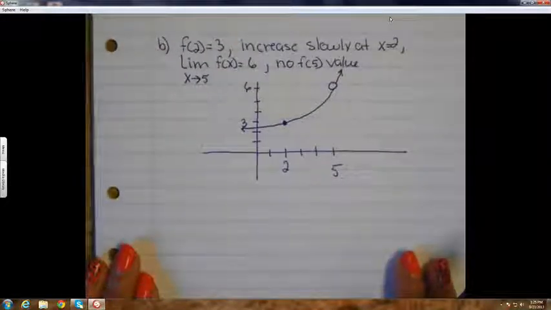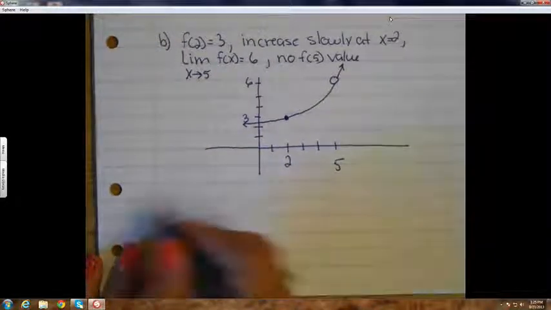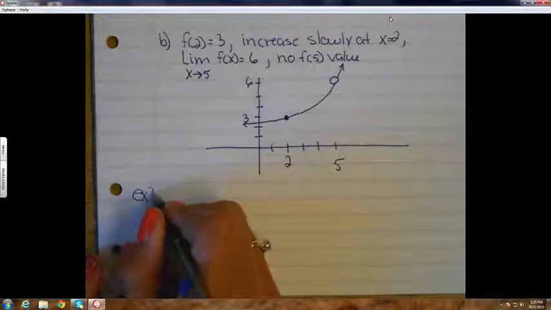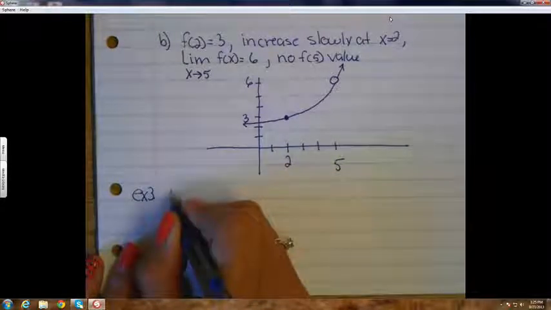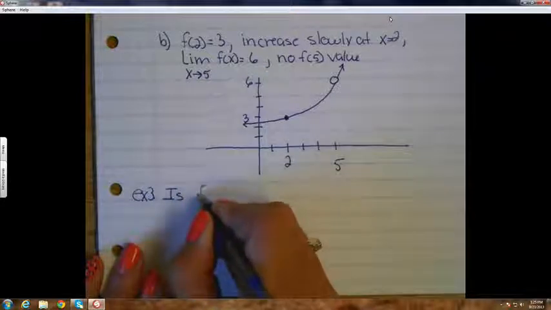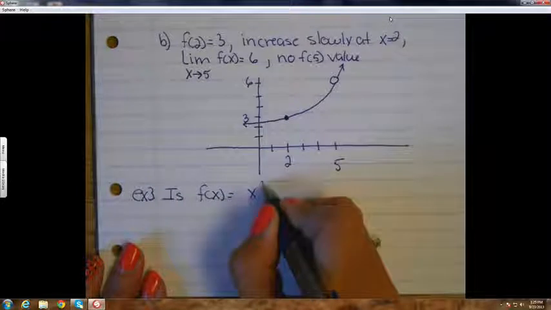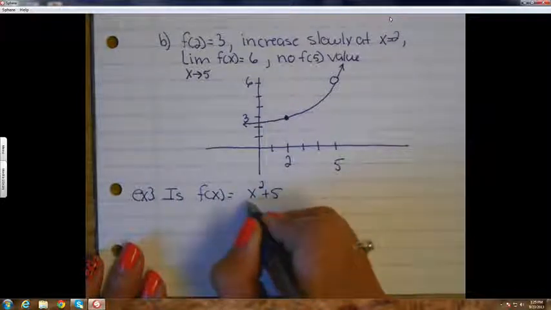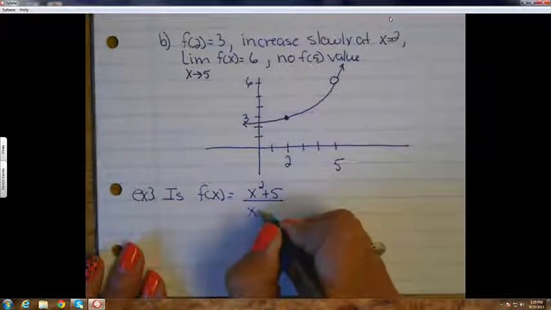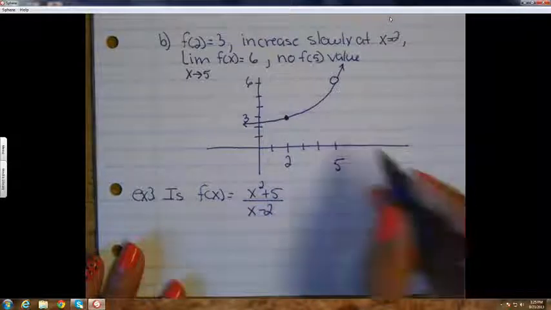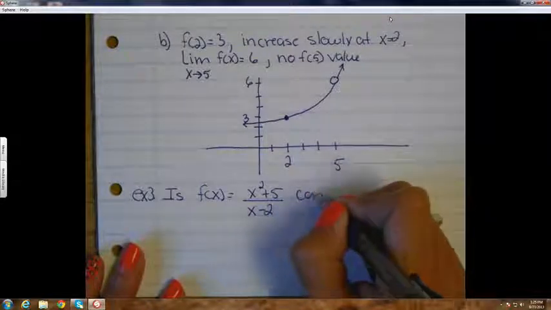Okay, just an easy question for you, because you're that good. Is the function that's equal to x squared plus 5 over x minus 2 continuous without graphing it?